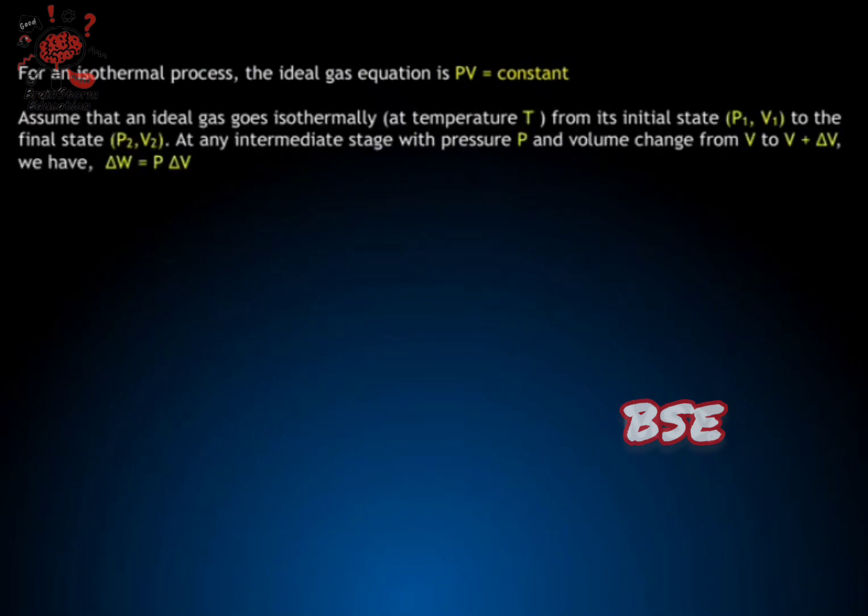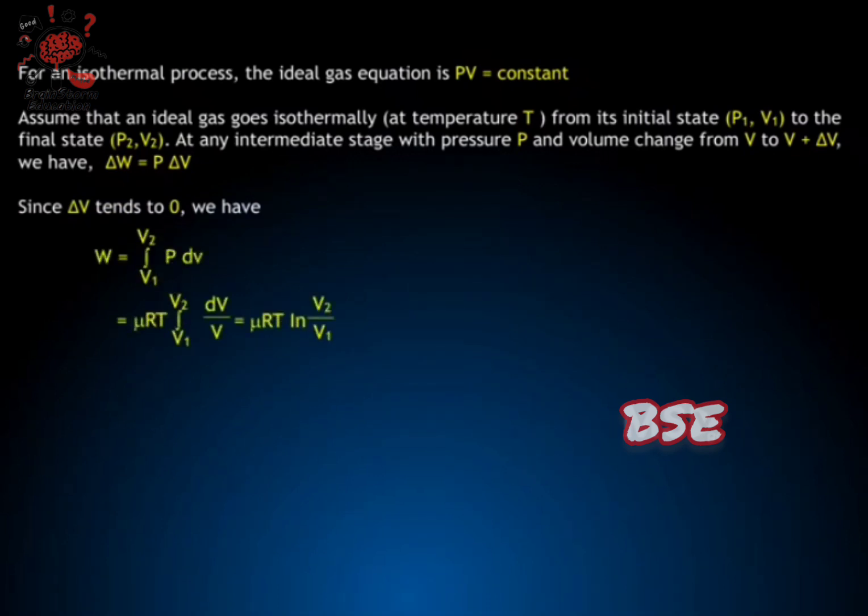Assume that an ideal gas goes isothermally at temperature T from its initial state P1 V1 to the final state P2 V2. At any intermediate stage with pressure P, the volume changes from V to V plus delta V. We have delta W equals P delta V. Since delta V tends to 0, we have W is equal to the integral of P dV from V1 to V2. This equals mu RT integral of dV by V from V1 to V2. This equals mu RT ln V2 by V1.